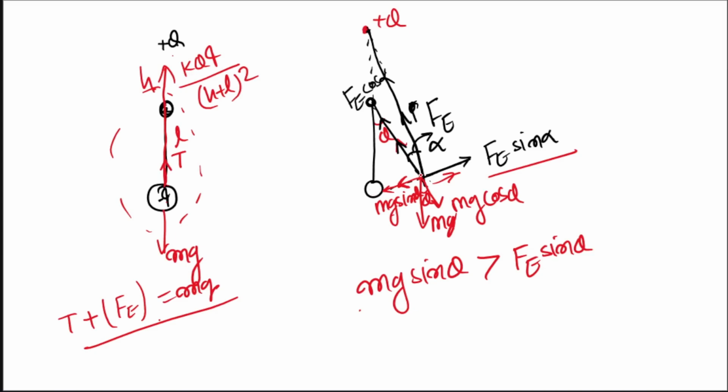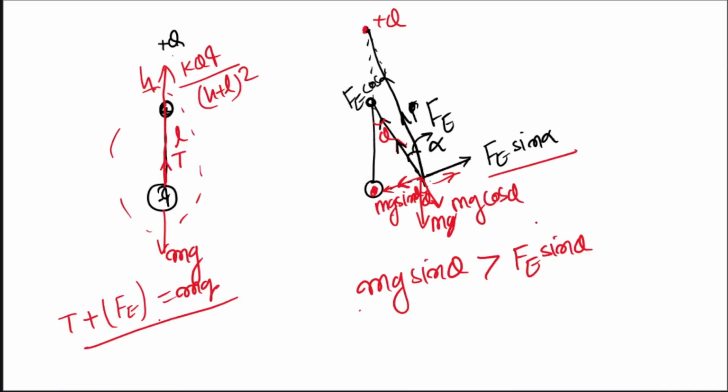And in that case, we will say that equilibrium is not stable. So for equilibrium to be stable, force should be directed towards this point, right? Certain component of forces. And here it is mg sin theta minus Fe sin alpha.